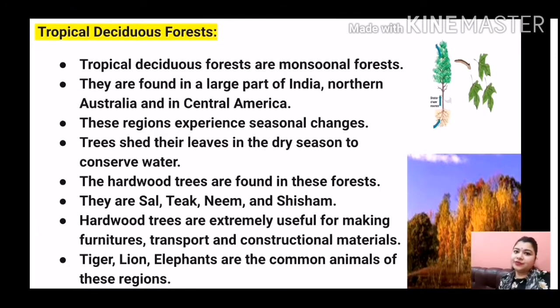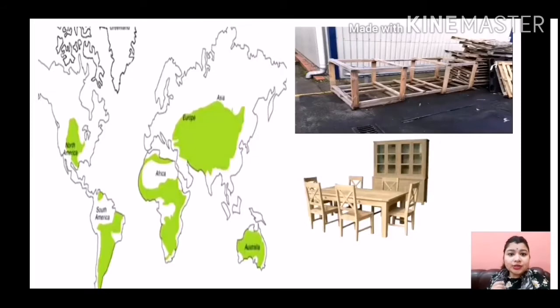Now tropical deciduous forest. Again the word tropical means around the equator, which falls between Tropic of Cancer and Tropic of Capricorn. But this kind of forest is a monsoonal forest. They are found in a large part of India. You can say Northern America, Southern America, Africa, Europe, Australia.